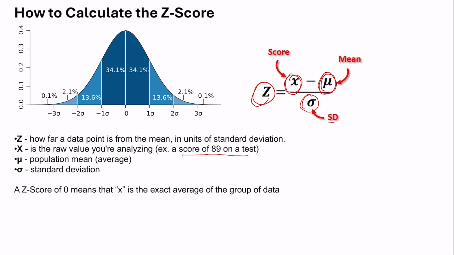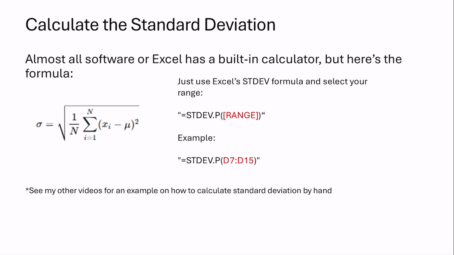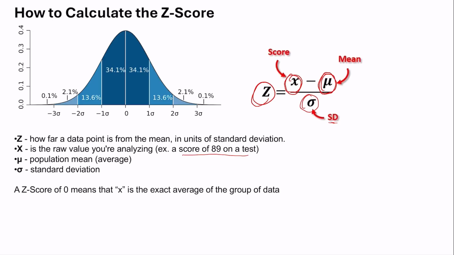There's most likely a way to calculate standard deviation in your software that you're using, or there's also a super easy way to do it in Excel. For reference, this is the formula for standard deviation here. I'm not going to go over that in today's video, but this is the formula that you can use in Excel. An important thing to note is that a z-score of 0 means that is the exact average of the group of data. So 0 would be directly in the middle of our bell curve.